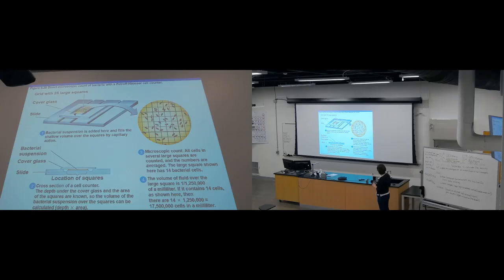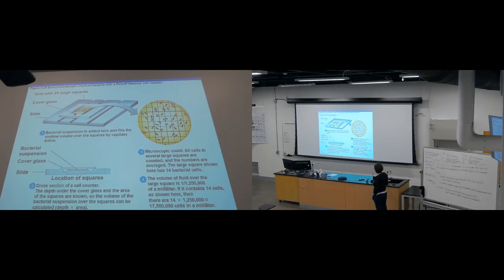And then you will look under the microscope, and then you start counting the number of bacteria in a large square or several large squares, depending on what your instructions are. But each large square in here represents a very small amount of milliliters. So it's 1/1,000,000 and 1/4 of a milliliter. So it's a very, very tiny amount.